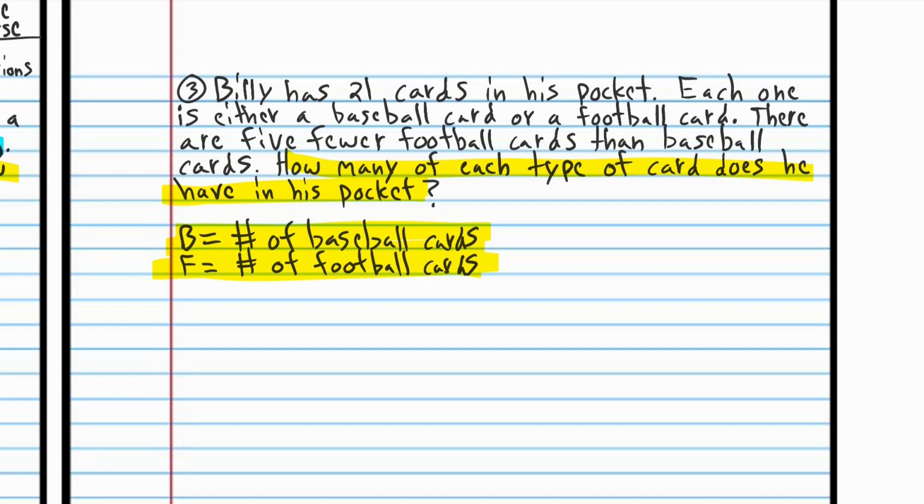Number of baseball cards, number of football cards. So now we look for the easy equation. Billy has 21 cards in his pocket. That's the easy equation, because that just means the number of baseball cards plus the number of football cards is equal to 21. Very, very easy. So those are the first two steps. That was the easy part. Now we go to the hard part.